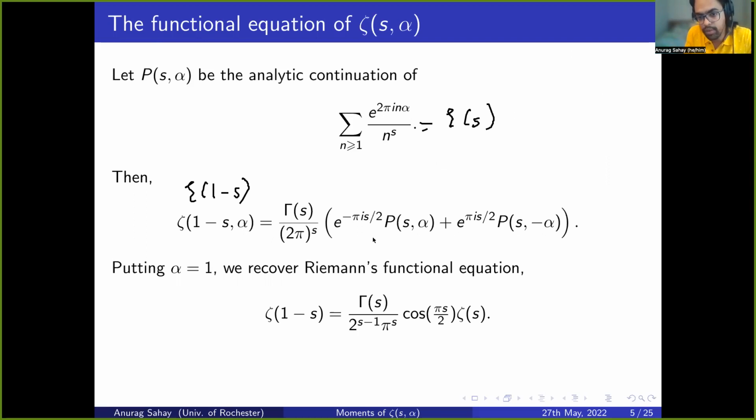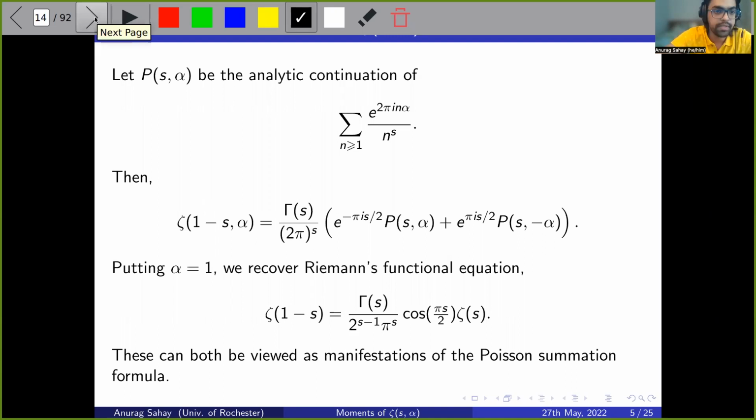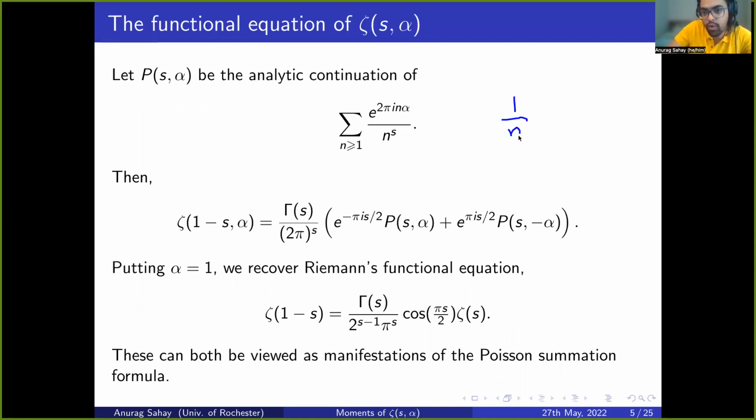So, if you plug in zeta everywhere where you have the Hurwitz zeta or zeta of 1 minus s alpha, you reduce to what we usually call the functional equation of the Riemann zeta function. And perhaps one thing to point out is that these are both manifestations of the Poisson summation formula. If you know the usual proof of the functional equation for the Riemann zeta function, the same proof goes through, but instead of using 1 over n to the s, you use 1 over n plus alpha to the s. And on the Fourier side, that introduces this additive twist.